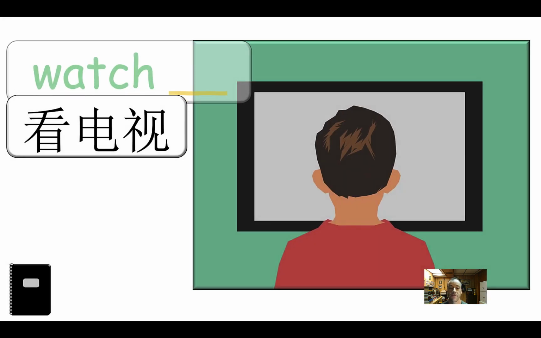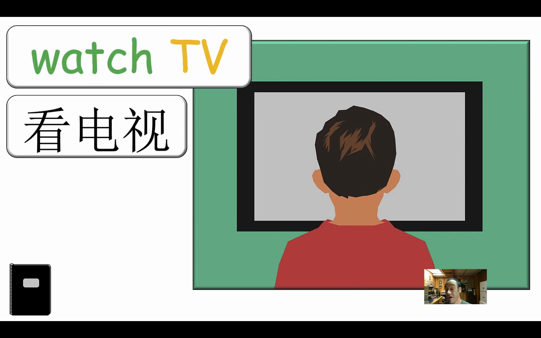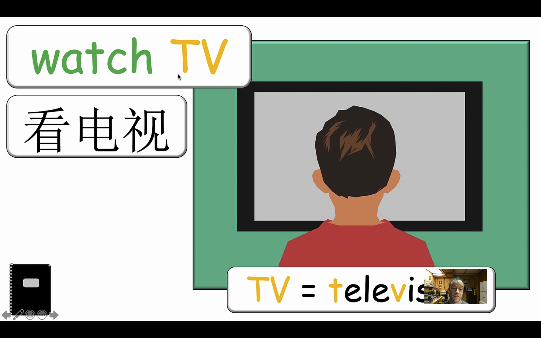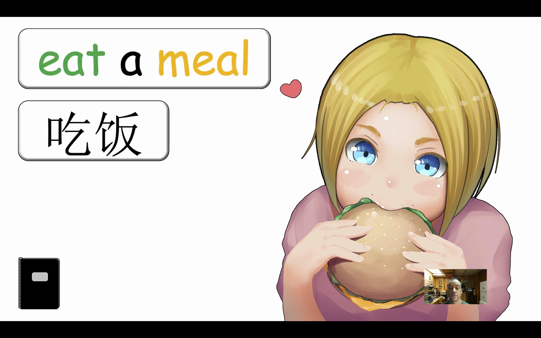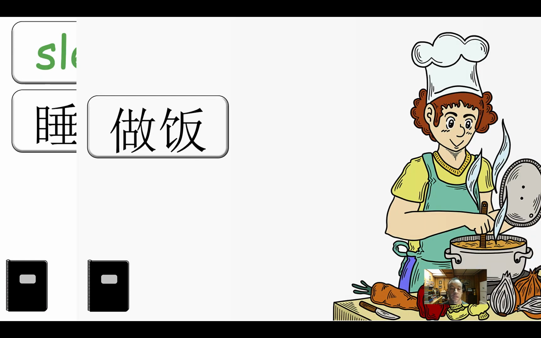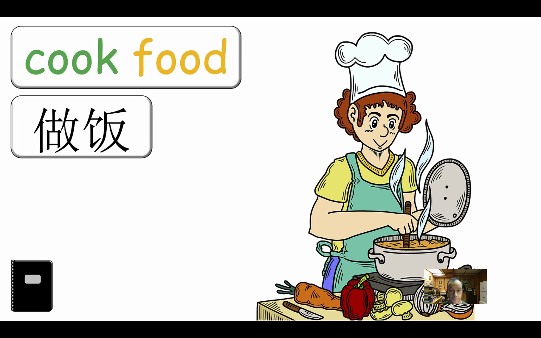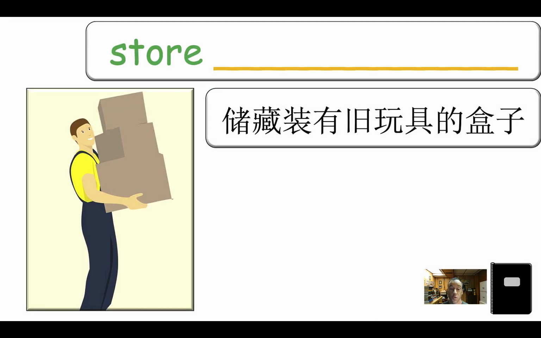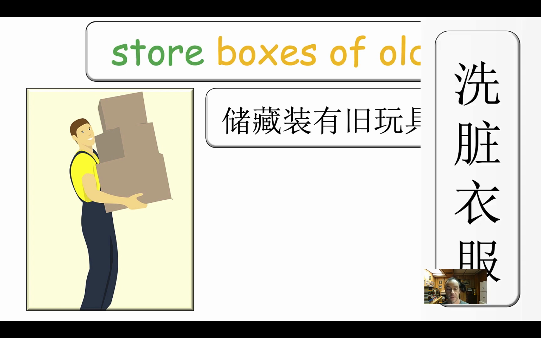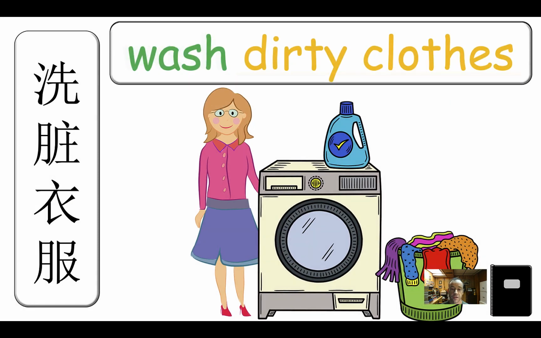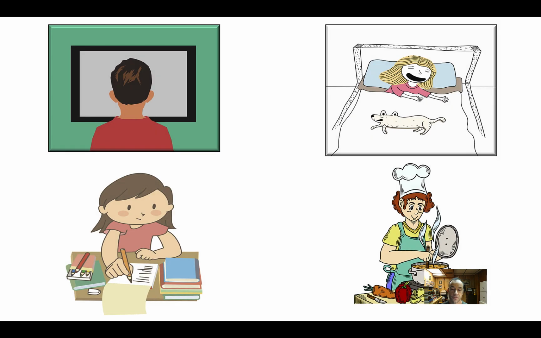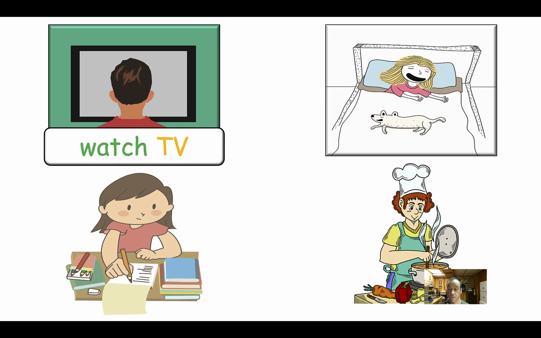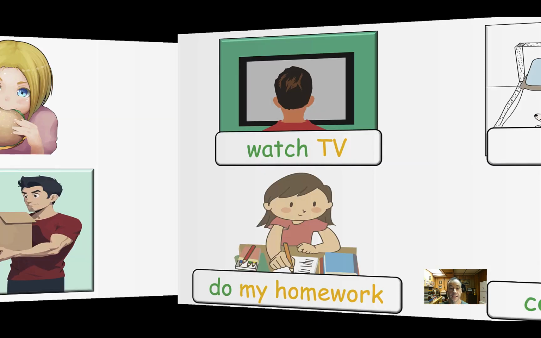It's not very difficult. I want them to just, some of them they're going to know, some of them they're not going to know. Here with TV, I like to show them TV is television. Again, eat a meal, sleep, cook food. And this one's a hard one. Store boxes of old toys. They're not going to know that one. Wash dirty clothes, dirty. And then say them again. Call on students to tell you. They just wrote them in their notebook, so they can look at their notebook, raise their hand, tell you what it is, watch TV, the whole class says it. One by one. And go to the next one.